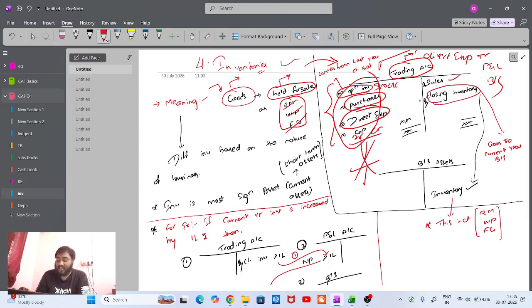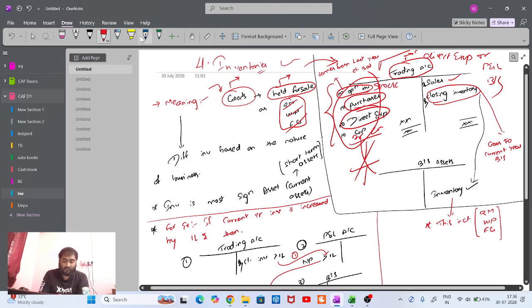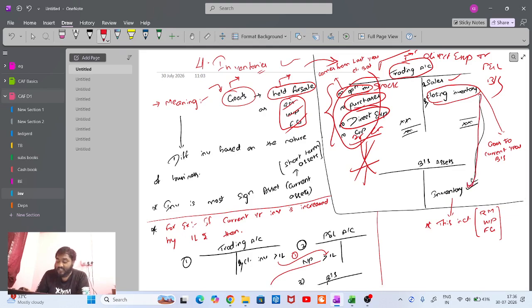Sir, why is stock relevant? Because stock is something that is not yet sold, but it has the potential to be sold sooner or later. Later, this closing stock, if you remember, comes straight away to the balance sheet as inventory. In the balance sheet, under inventory, closing stock comes. That closing stock consists of raw material, work in progress, and finished goods.